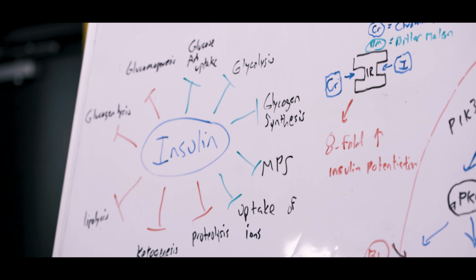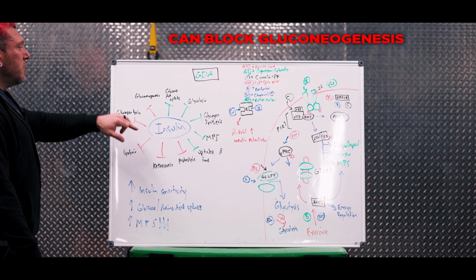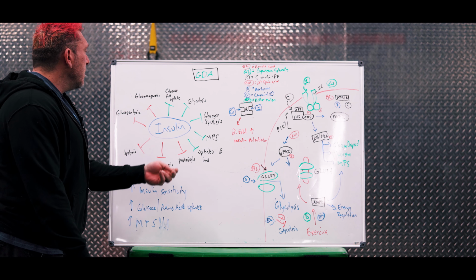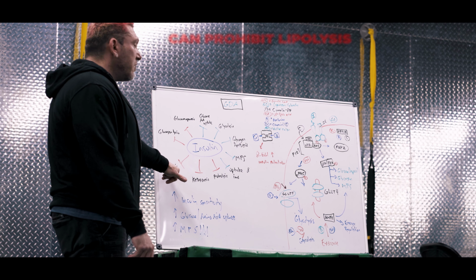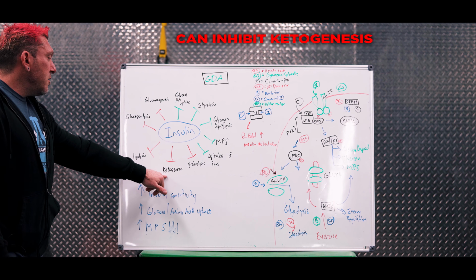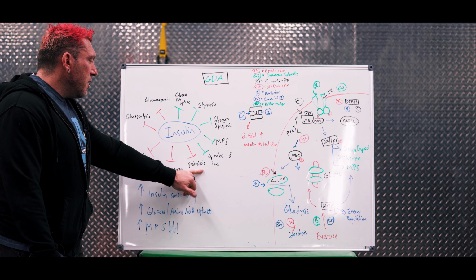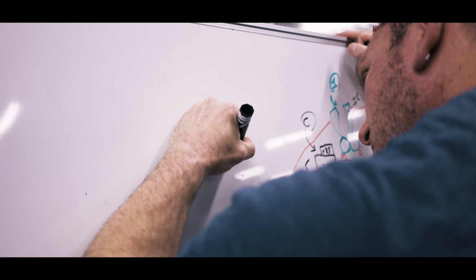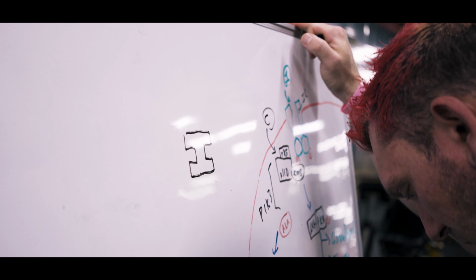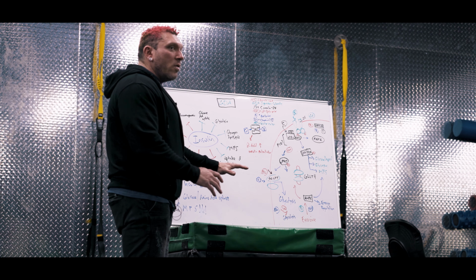On the flip side, if there's too much insulin, it does the negative side. It blocks gluconeogenesis, which is building of carbohydrates. It can prohibit lipolysis, which is a breakdown of fats. Can inhibit ketogenesis, which is your body making ketones when you don't have enough insulin. And proteolysis, which is the breakdown of muscle tissue. So if you maximize your insulin when you're training and with certain foods, you can essentially put your body in an anabolic state. And that's kind of what I wanted to talk about today.